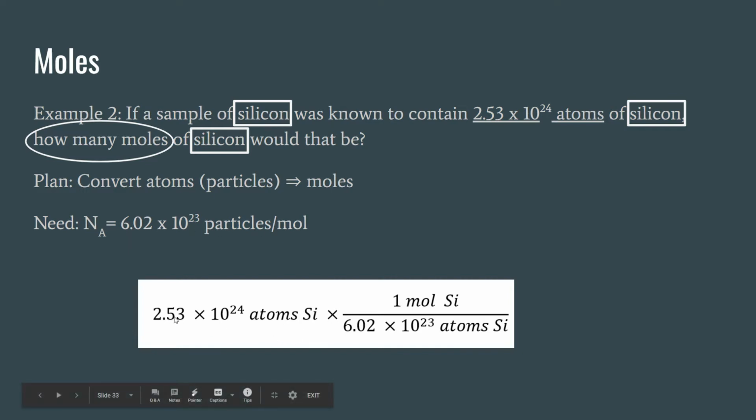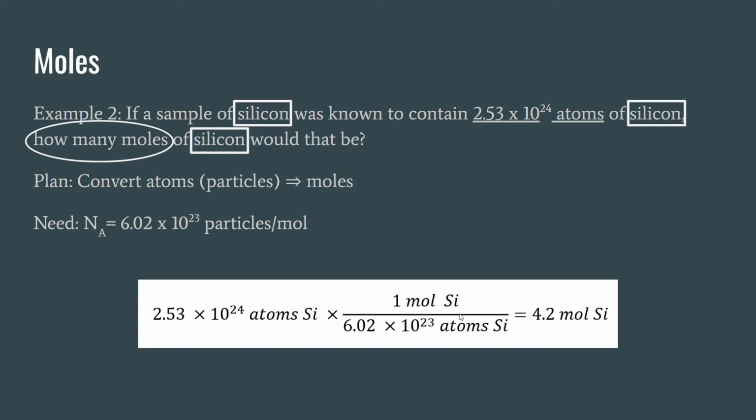Again, 2.53 times 10 to the 24 atoms of silicon is what I'm starting with. I know that 1 mole of silicon is equal to 6.02 times 10 to the 23rd atoms of silicon. Notice my unit on top, my unit on bottom. And I'm going to plug it into the calculator and I'll get 4.2 moles of silicon. So Avogadro's number allows me to keep track of the number of atoms so long as I know the moles, or if I know the number of atoms, to get to the number of moles.